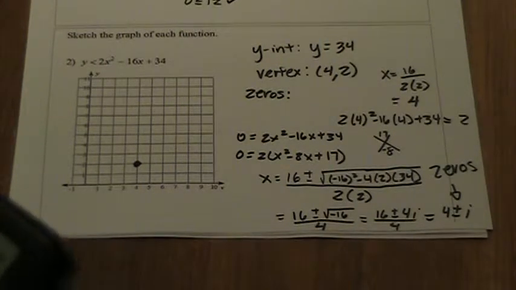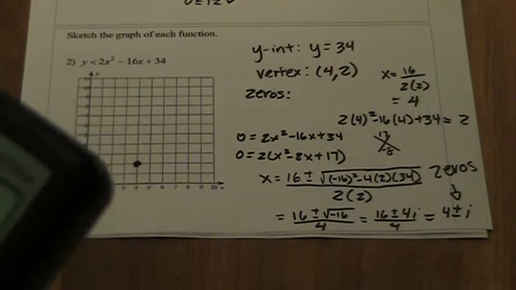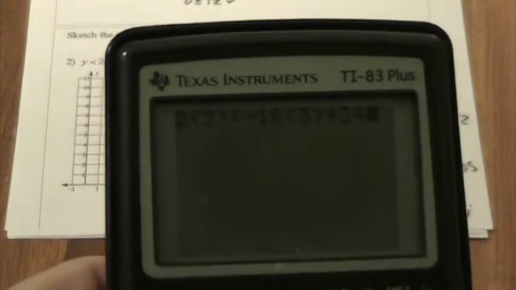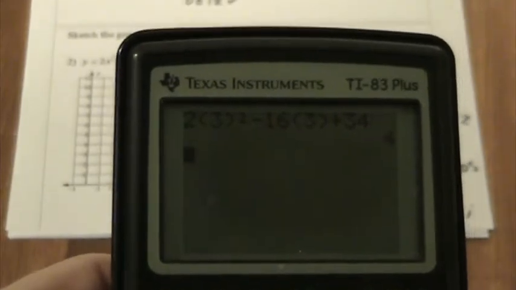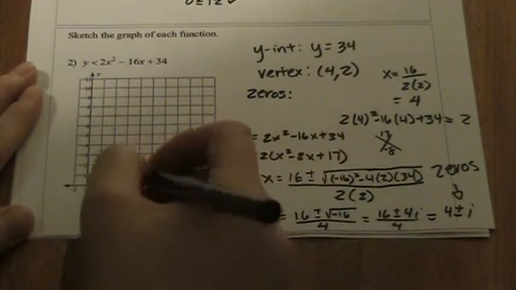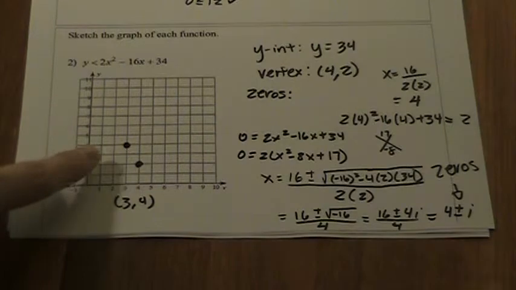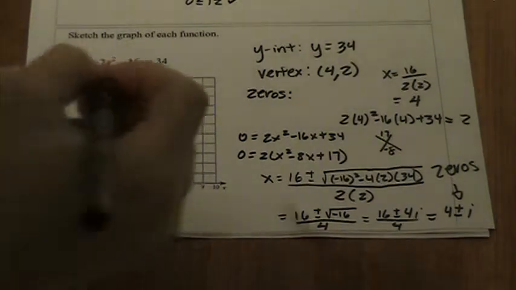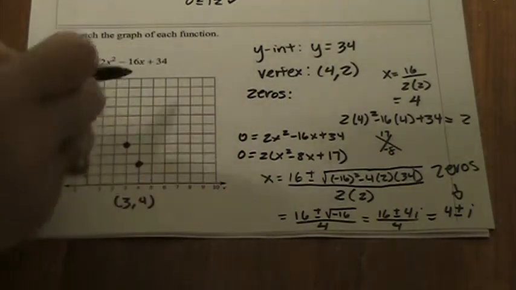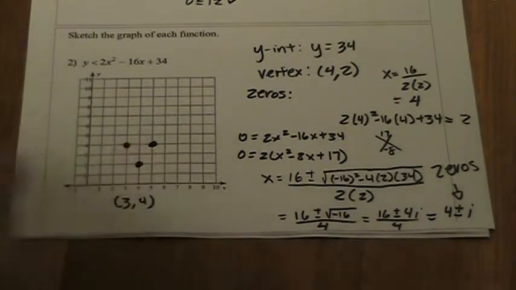So 2 times 3 squared minus 16 times 3 plus 34. So plugging in my calculator for x equals 3, I get 4. So the point (3, 4) is a point on your parabola. So I'm going to plot that. And then I'm going to reflect that point over the axis of symmetry. Remember, the axis of symmetry is this imaginary line that travels through the vertex. So it would go over there.